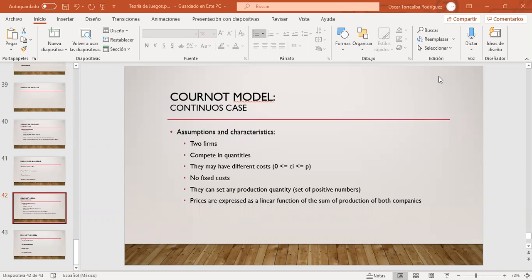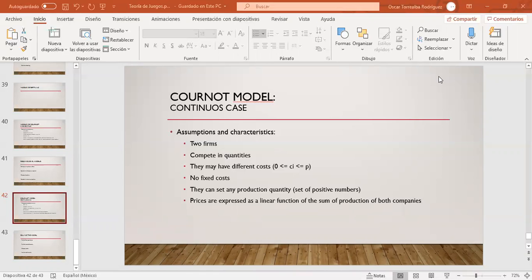In this video, I'm going to tell you about some intuitive interpretation about this model with graphs. And first of all, we have to set the assumption and characteristics of this model. So first we have that this is an oligopoly model with two firms. Okay, so we have only two firms, and these firms are going to compete in quantities. Also, they may have different costs.